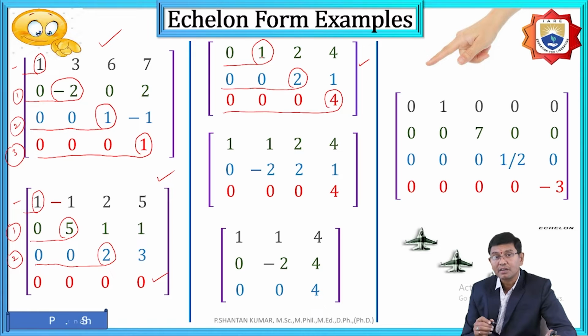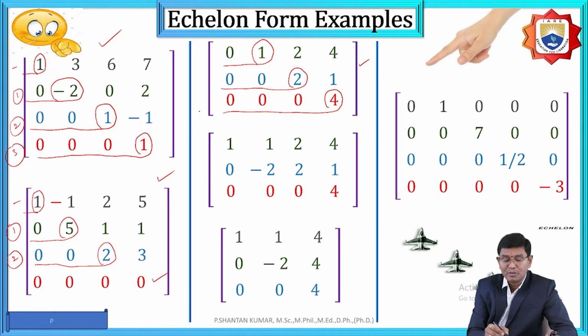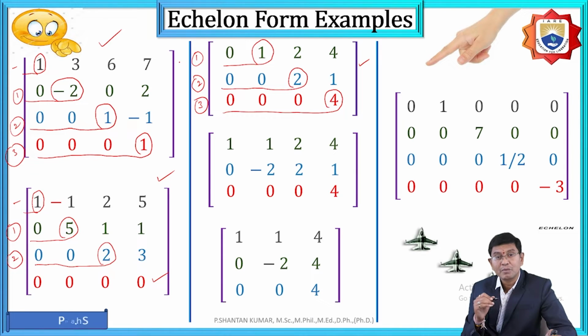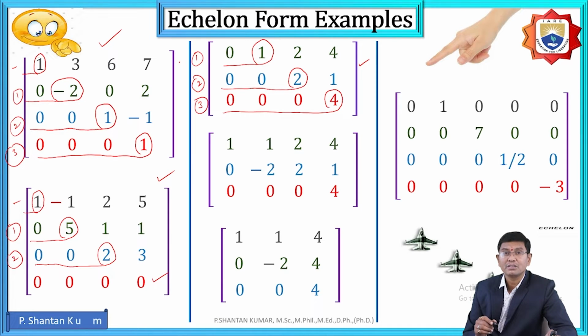The third condition, before the non-zero number, the number of zeros is decreasing. The number of zeros is 3, then 2, then 1. That means from bottom to top it is in increasing, that is, decreasing order from top. Therefore, it is also an Echelon form of a matrix. The rank of a matrix is equal to the number of non-zero rows in the Echelon form. Here the number of non-zero rows is 3. Therefore, the rank is 3. Similarly, here zero rows are not available.